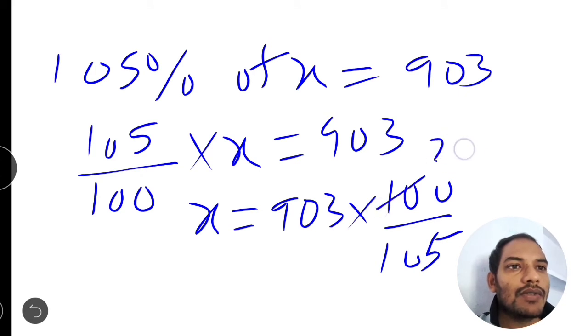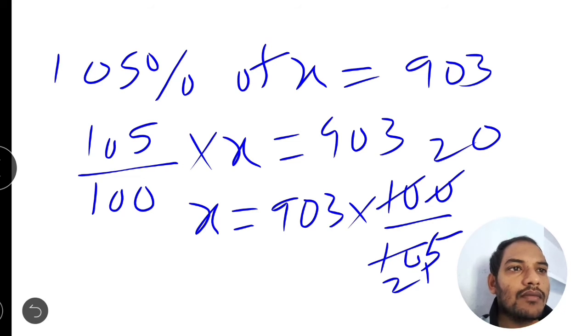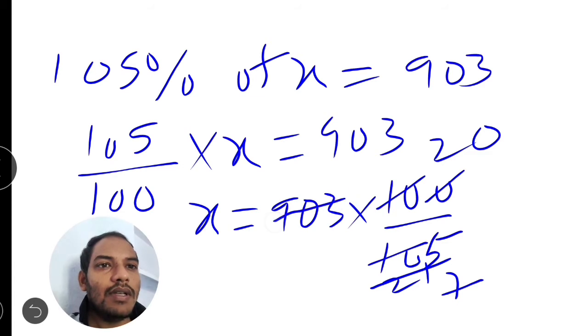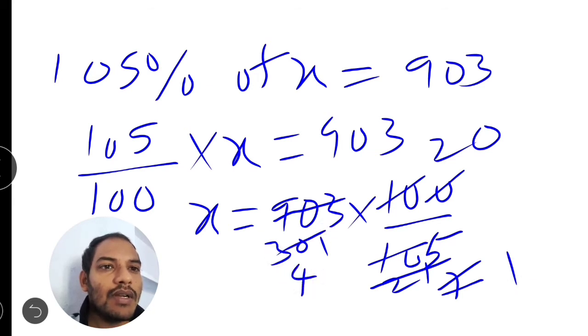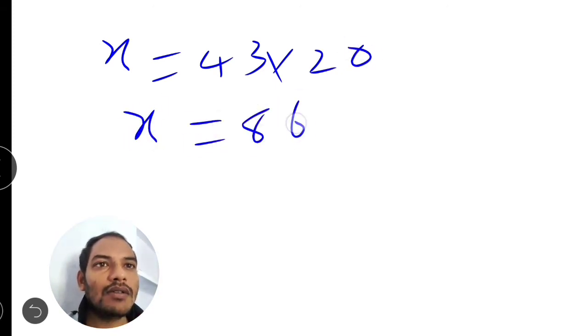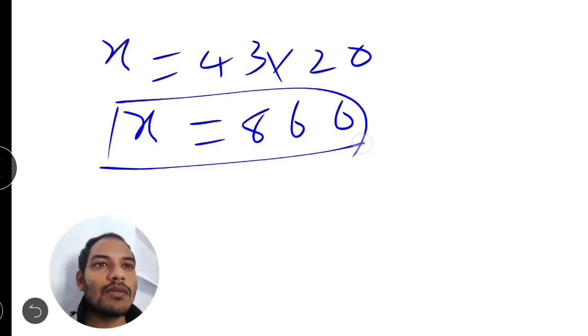Here 5 2s are 10, 5 21s are 105. Next, here 3 table: 3 7s are 21, 3 3s are 9, 3 1s are 3. 7 1s are 7, 7 4s are 28, 2 remainder, 7 3s are 21. So then x equals 43 into 20, which is 860 rupees. So the cost price of a radio is 860 rupees.